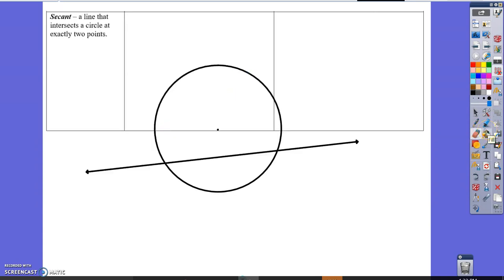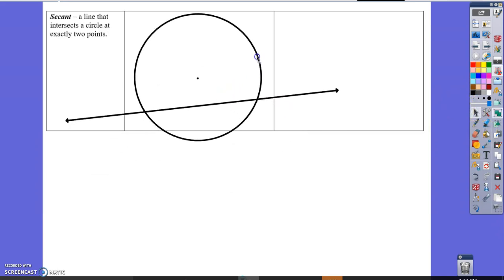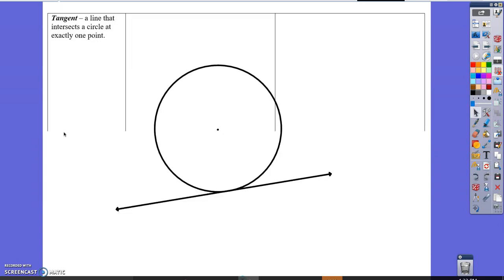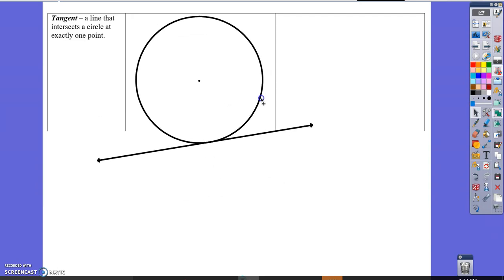Then we have a secant. Now this is different from a chord because it's a line, not a line segment. So notice the arrows on the ends, and it intersects at exactly 2 points. Now, it is impossible for a line to intersect a circle at 3 points. So 2 points or 1 point is pretty much it. So this is a secant line. This is a tangent line, and how it is different from a secant line is that it only touches the circle at 1 point, not 2. So it's a line, not a chord.